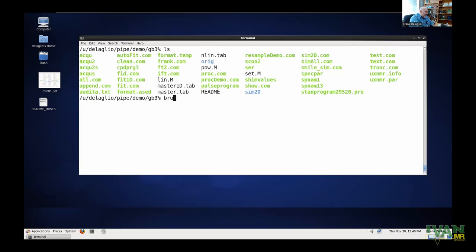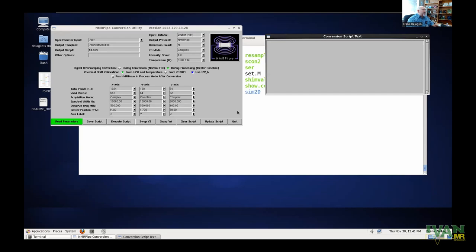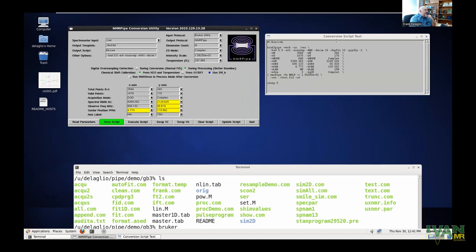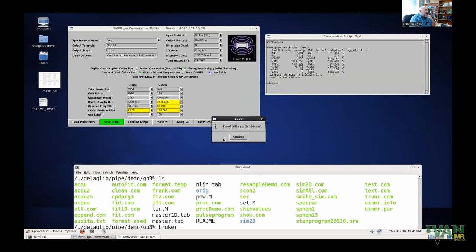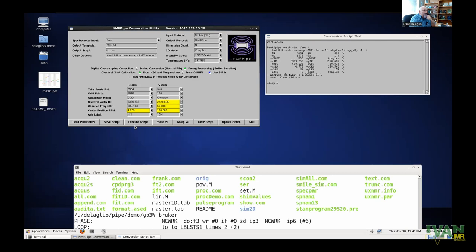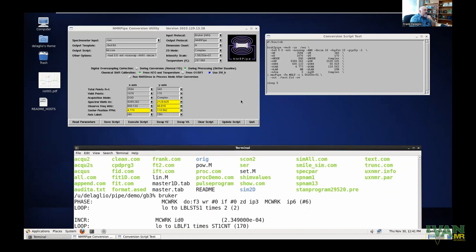This is data acquired on one of our Bruker spectrometers. So to convert the spectral data to NMRPipe format, I use a conversion utility called Bruker. And in its simplest form, all I do is read the parameters, and this tool creates a conversion script that can be saved on the disk and executed. As we're going to see later, we can also generate these conversion scripts without the need to use an interactive interface. But to start with, let's use the interactive interface.